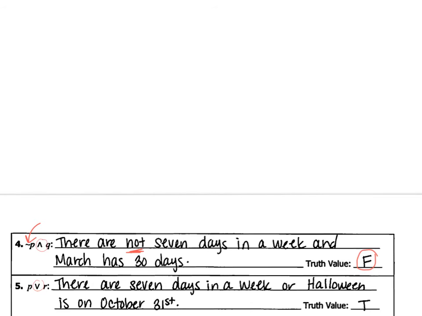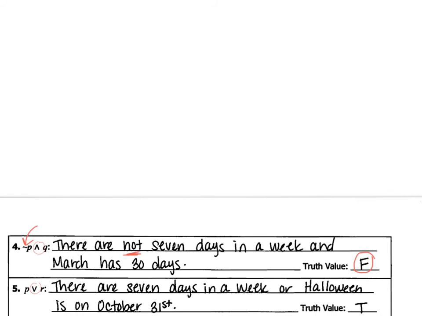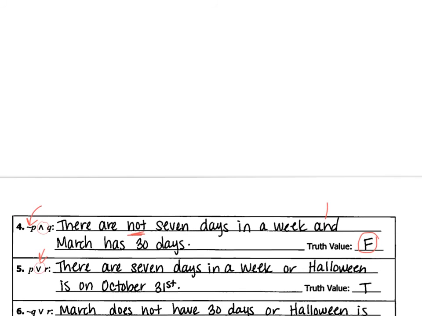On number 5, notice that I'm now writing a disjunction. So statement P, there are 7 days in a week. So I'm going to say, or Halloween is on October 31st. So both of these statements as a compound statement in the form of a disjunction have a truth value of being true.